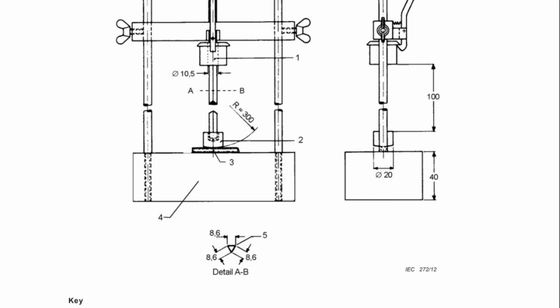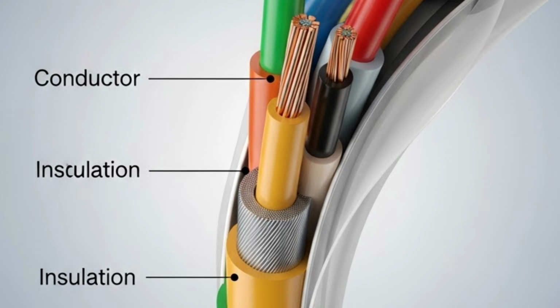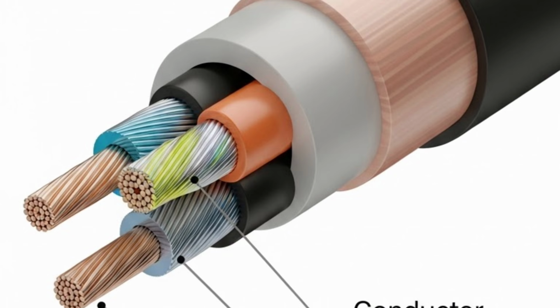Scope of the test. This test is used for electric and optical fiber cables. It applies to non-metallic materials like insulation and outer sheath. The main aim is to check mechanical strength at low temperature.